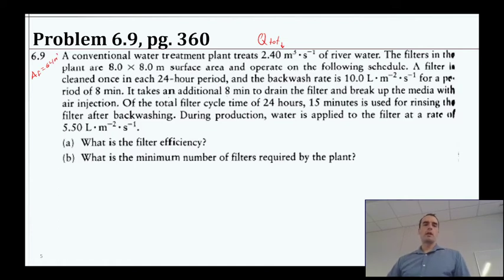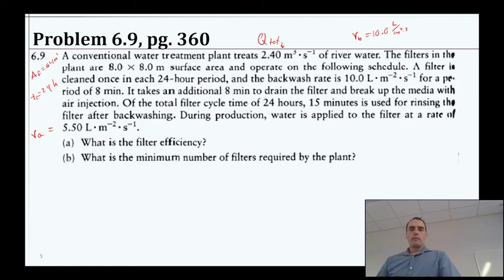We were given a schedule of sorts. It says a filter is cleaned once in each 24-hour period, so that 24-hour period should be the total cycle time. We were given a backwashing rate, so that means we have a VB that's not the same as VA. That was 10 liters per square meter per second, and we notice that's almost twice the loading rate that was given right there.